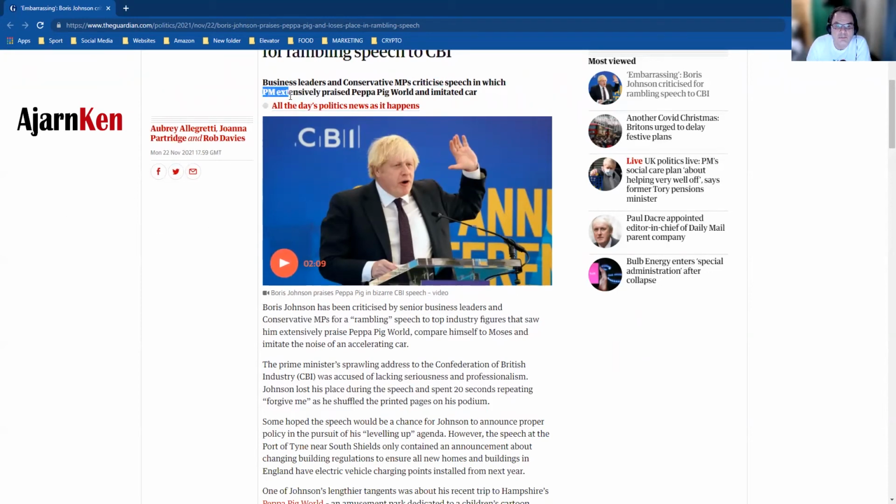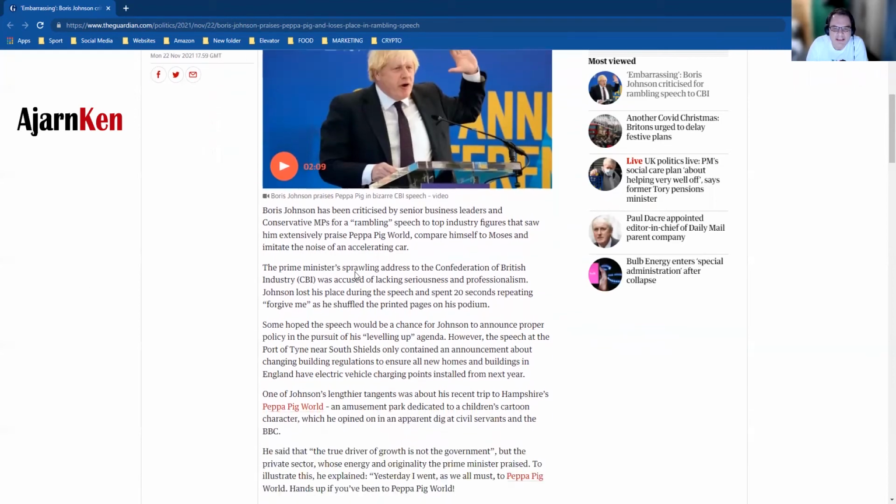The PM, which is Prime Minister, extensively praised Peppa Pig World. Extensively means they kept repeating the praise to Peppa Pig, which apparently is a kid's cartoon. And he imitated a car noise, which means he made the sound of a car when he was speaking. Quite bizarre. Anyway, let's have a look.